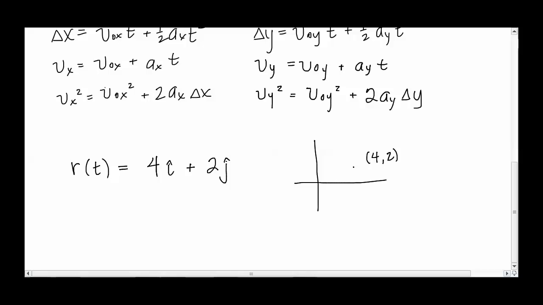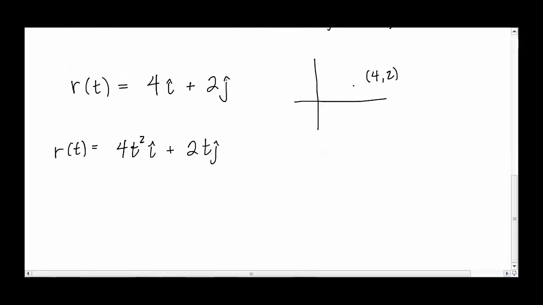Now it could change position. There could be a velocity. There could be an acceleration. The position could be changing with respect to time. So what if we looked at 4t squared i hat plus 2t j hat? So now the position is a function of time. It's changing. So the first term is in the x direction. The second term is in the y direction. And we don't mix them together. Just like in math class, you don't mix x's and y's or a's and b's together.